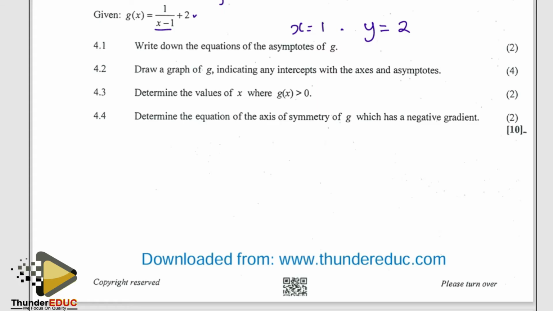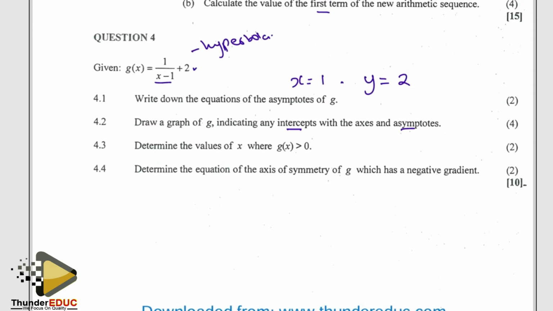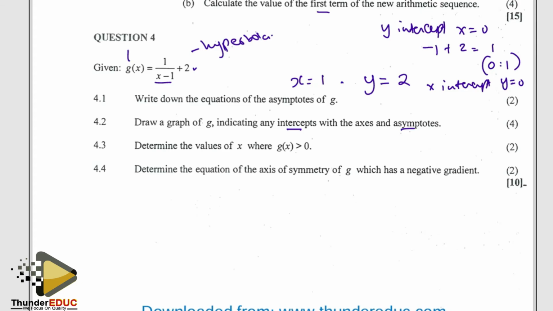Then they want us to draw, indicating all intercepts and asymptotes. So the only part that is really missing here could be the intercepts. We can say that for the y-intercept, x must always be 0. Let's replace x with 0 here. It's going to give us negative 1 plus 2, which is 1. So the graph is passing through 0 and 1. Then let's get the x-intercept. So x-intercept is saying y must be 0. g of x is the same as y.